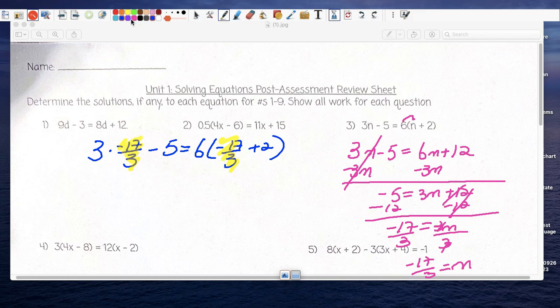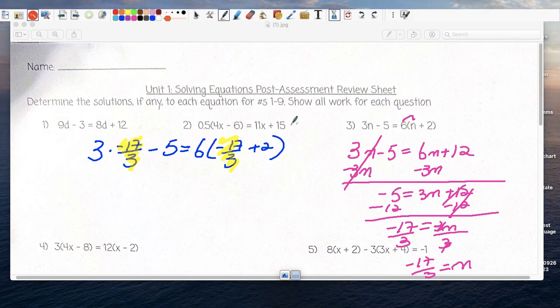All right, so if you had your calculator, you would just put that in and see if it works. I will manually do this. 3 times negative 17 over 3 is just negative 17, minus 5. Combine those two, I get negative 22. So on the left side is negative 22.